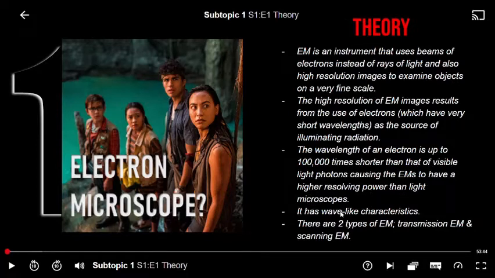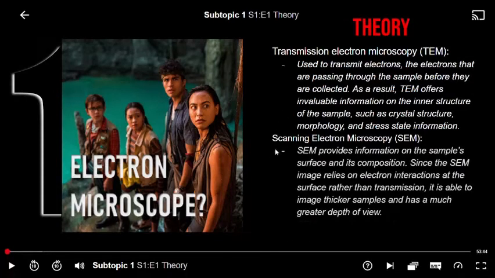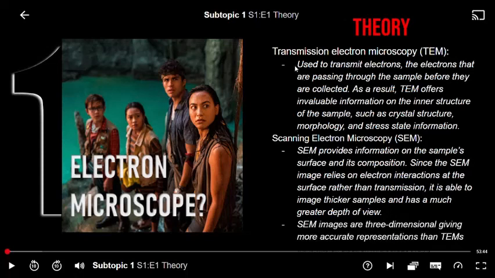It has wave-like characteristics, and there are two types of EM, which are transmission EM and scanning EM. So, what are transmission EM and scanning EM? Well, transmission is based on its name itself. It transmits electrons through the sample, and we will get the inner structure of the sample. While for scanning, like the name itself, it scans. So we will get the sample surface and its composition.